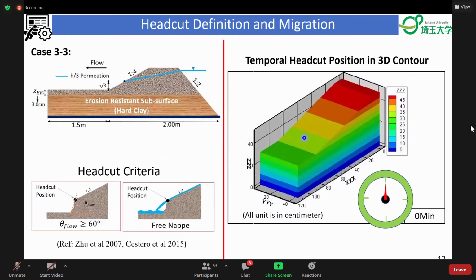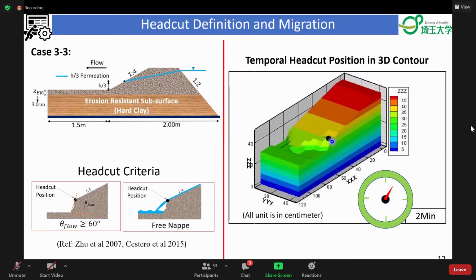To get the headcut position in the 3D contour map, we followed the criterion where the eroded face exceeded 60 degrees or a free nappe formed. We refer to that position as the headcut position. For case 3.3, the headcut position is shown by the black dots that start to migrate with time.